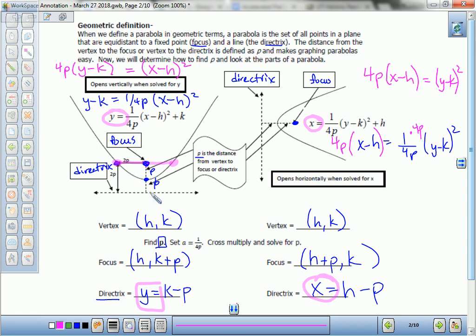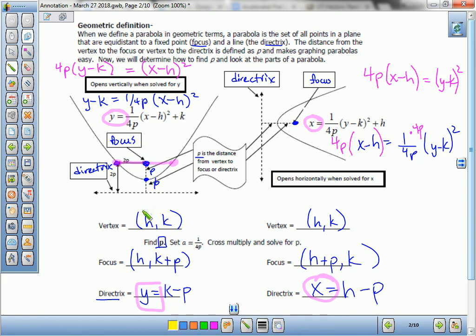We also talked about, because it's a set of all points in a plane that are equidistant, if we define this as P, this is also P, so that distance is 2P. So if this distance is 2P, so is this one. And that's why we know to double P, because this distance also has to be equal to that distance. That's why we double P from the focus to get the 2 points on our graph.